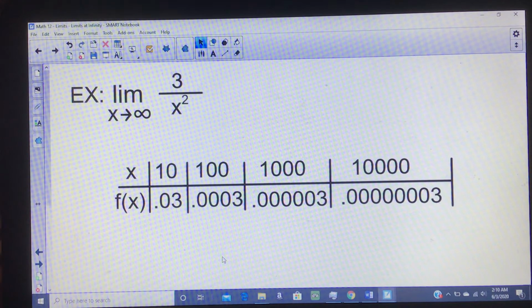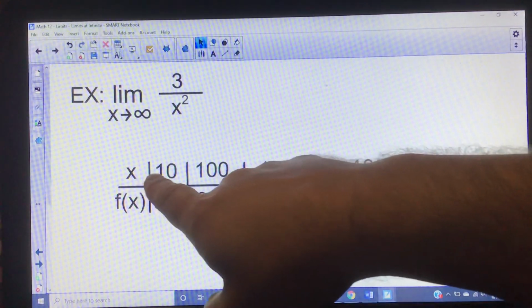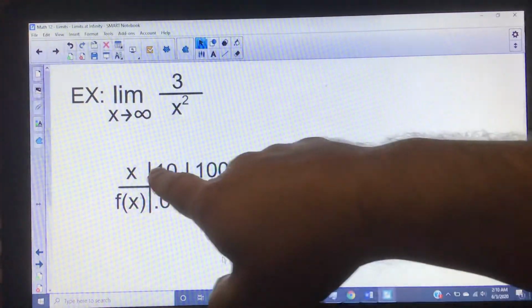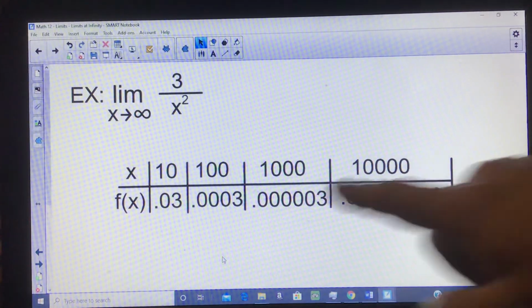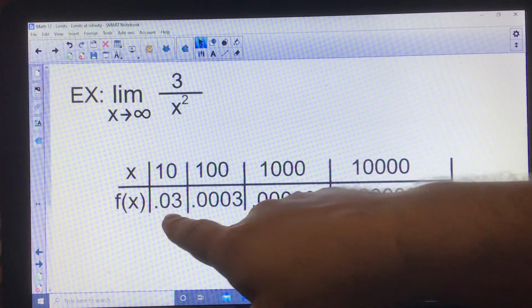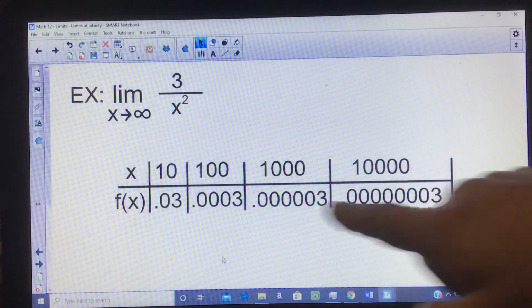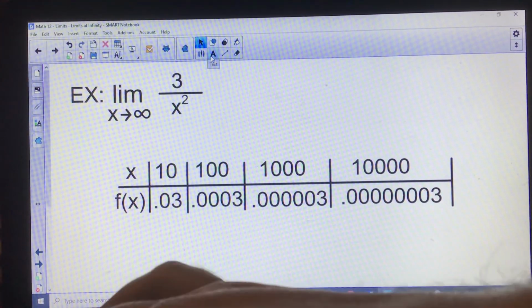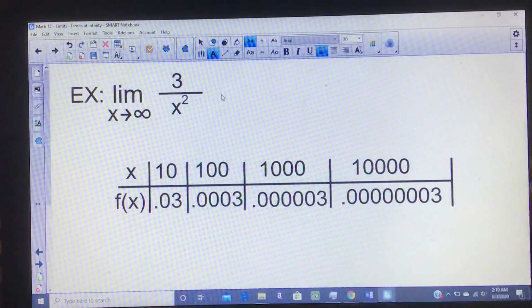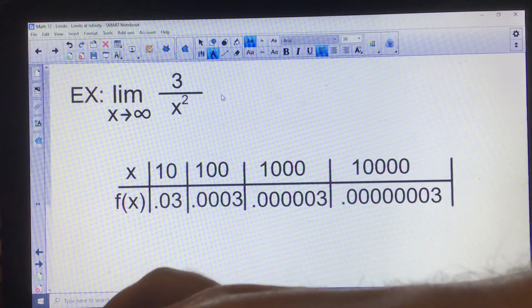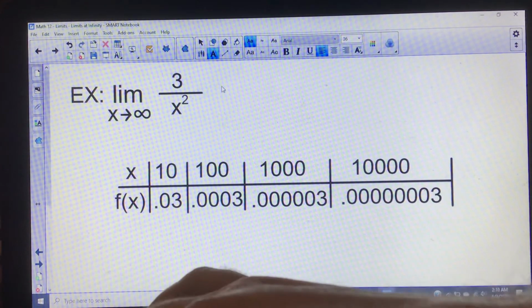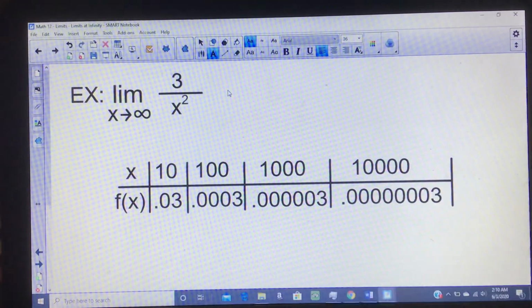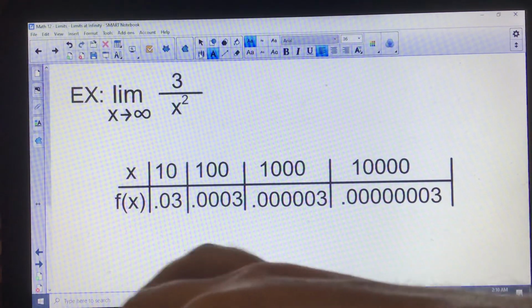So my answer to this would be, well, as x approaches infinity, as the x's get larger and larger, what are the y values doing? Well, the y values are getting tinier and tinier. They're approaching 0. So if I wanted to answer this, because remember, the limit's supposed to tell you the y value you're approaching if you're actually approaching one. I want to put the answer down.